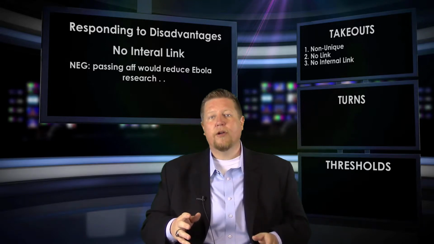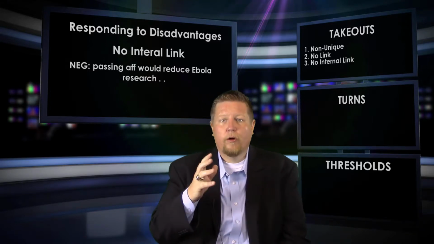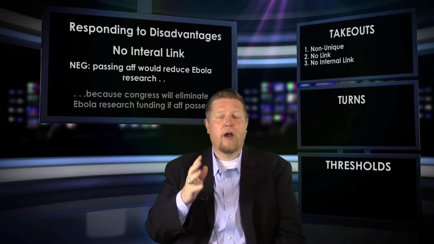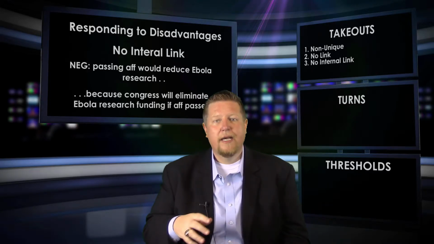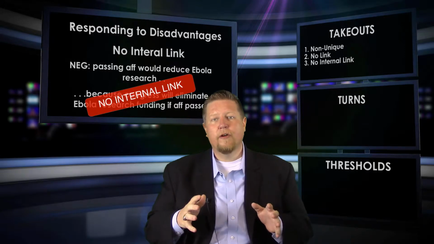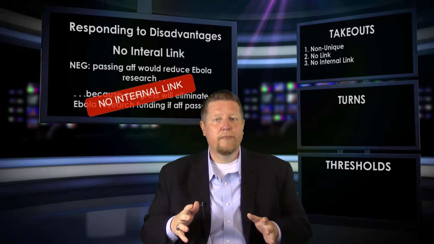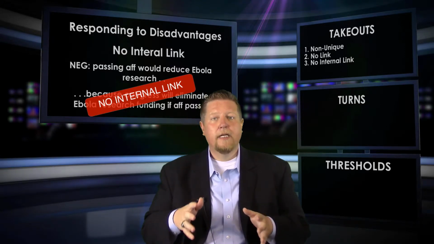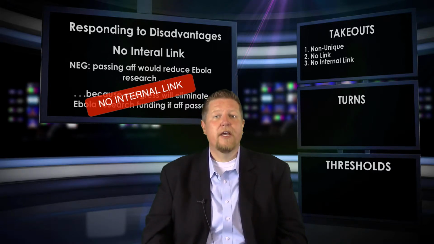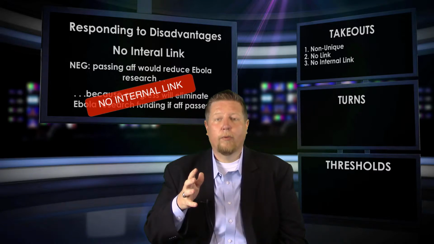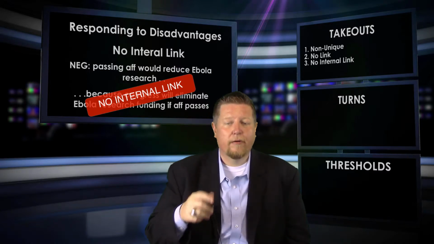That argument only works if the internal link is true. And in order for it to be true, the negative team would have to prove that Congress will eliminate funding for Ebola research if the affirmative plan passes. That claim is murky at best, and a good affirmative team will study the evidence used by the negative team in the internal link. A great affirmative team will have evidence to disprove the internal link, perhaps even evidence that claims that Ebola research funding is a priority for Congress.